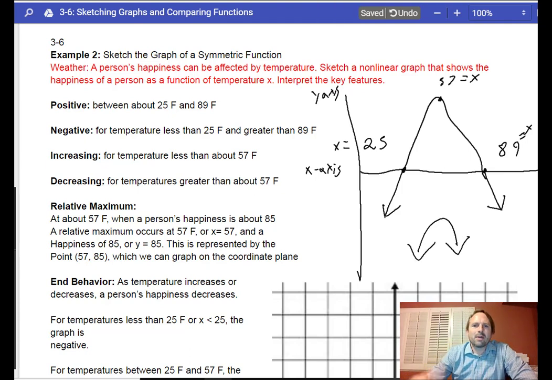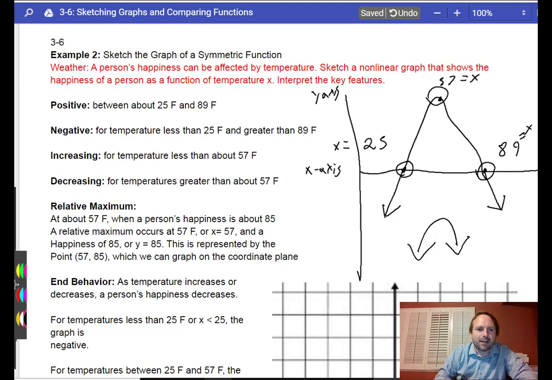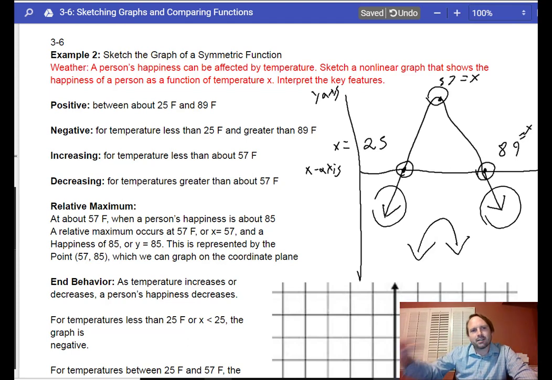So basically, when we're reading it, we have to look for the keys. The key part right here was figuring out this, and then figuring out what happens in between. We figured out our end behavior, and then we figured out our end behavior right here, and then we figured out what happens in between these points right here, and then we drew it. All right, let's go on.